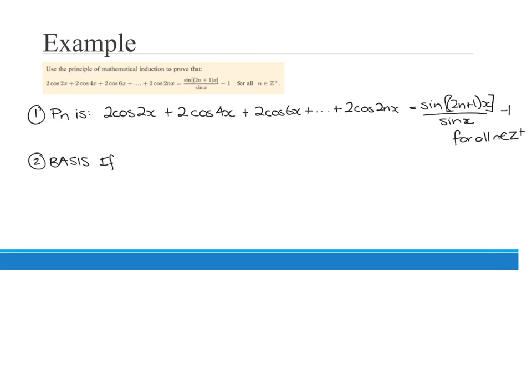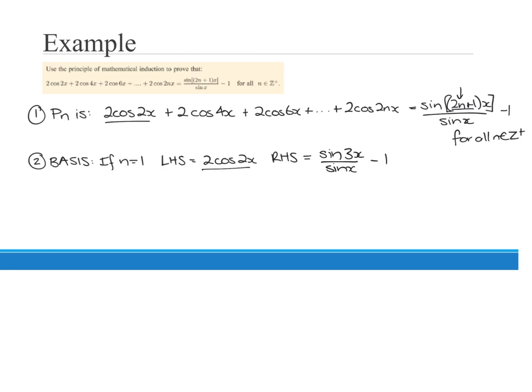So if n is equal to 1, the left hand side is equal to 2 cos 2x, because that's the first term. Now if we look at the right hand side, this is where it's going to get a bit trickier than what we're used to. So the right hand side is going to be sine. Now we're going to have a 1 here where the n is, so it's going to become sine 3x. I probably don't even need the brackets there, to be honest. I'll just write 3x, because that's going to change to a 3 over sine x minus 1.